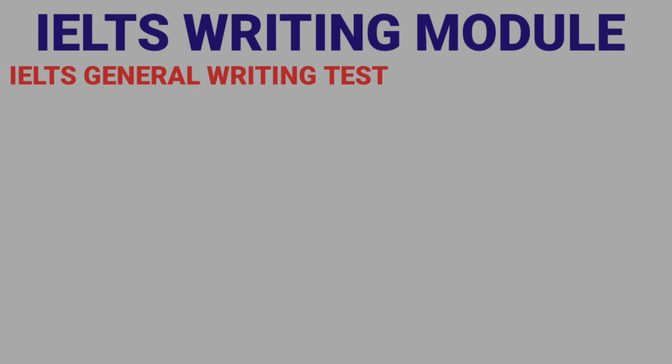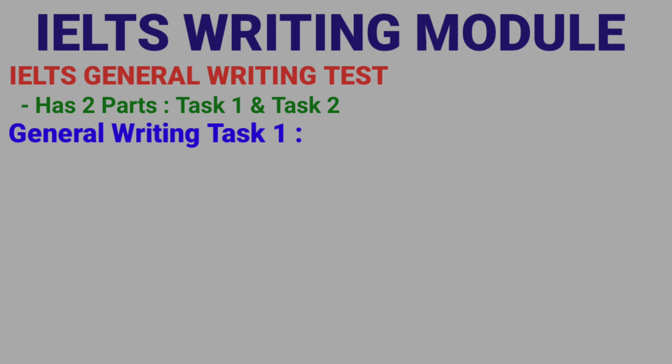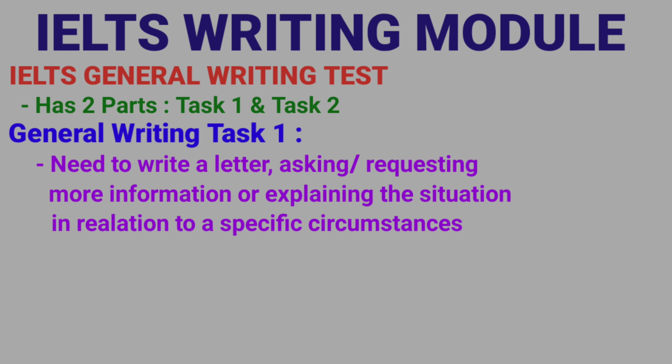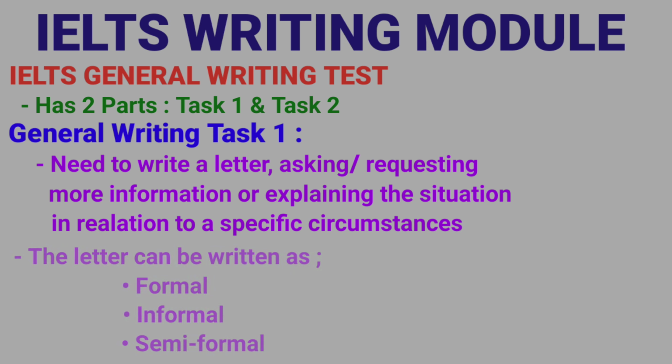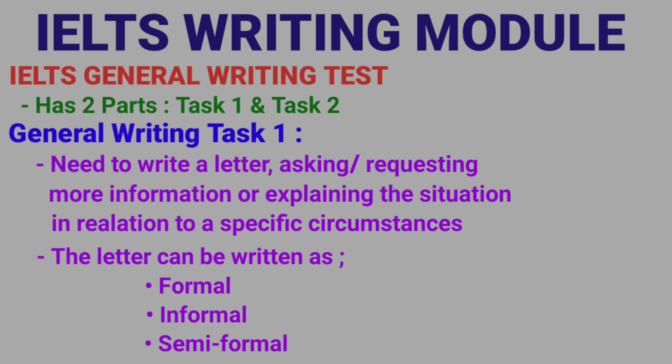First, the IELTS general writing test. It has two parts, task 1 and task 2. General writing task 1: in this, you will need to write a letter asking or requesting more information or explaining the situation in relation to specific circumstances. The letter can be written in either a formal, informal or semi-formal way.